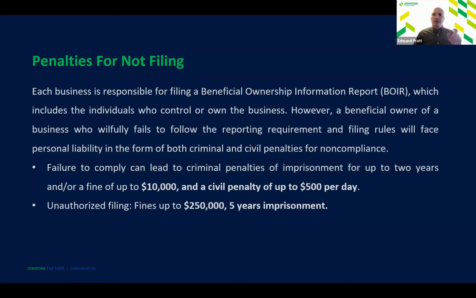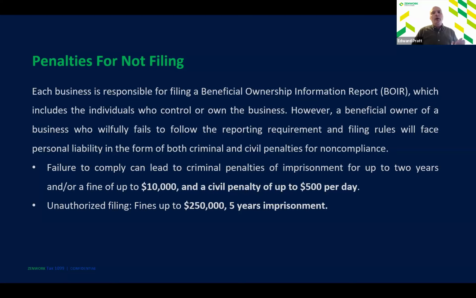The second one here is an unauthorized filing. When we go through the process, I'll show you how you are clicking that you are authorized to file this. And you could be authorized because you own the business. You could be authorized because you are an accountant or an attorney who's working on behalf of a client, and that person, that business has authorized you to do the filing. An unauthorized filing, though, has a fine of up to $250,000 and 5 years of imprisonment. So don't do unauthorized filings, I guess, is the moral of the story for the unauthorized filing component of this.